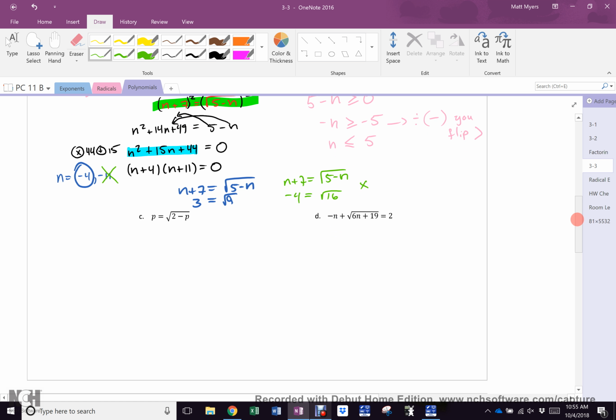That's us. So, let's do C together, then I'm going to let you try D. Is the first step in C already done? Is the radical isolated? Okay, so what would our next job be? Get rid of the radical. Get rid of the radical by doing what? Squaring both sides. So p squared would equal 2 minus p, right? Now what?